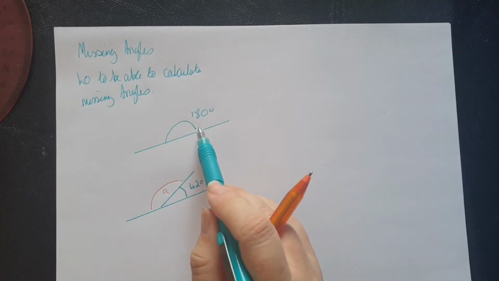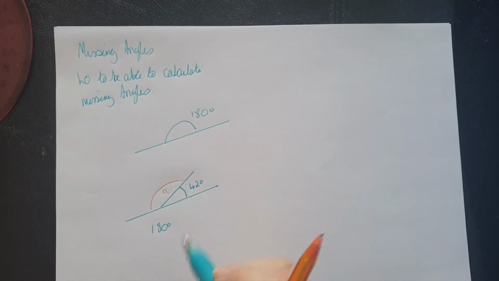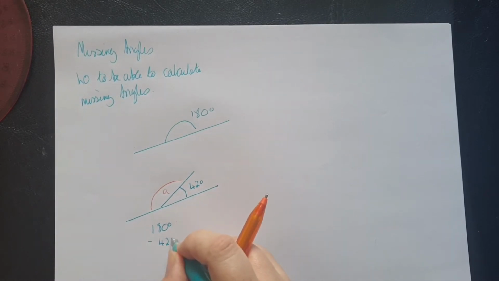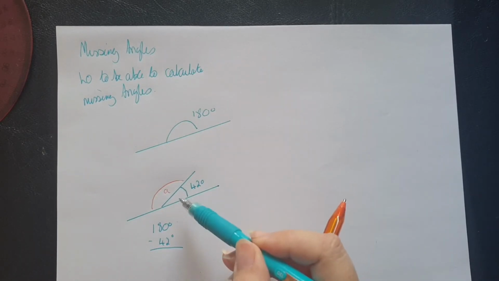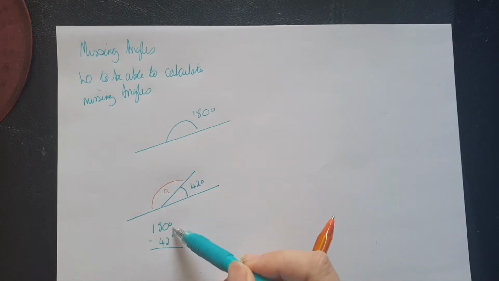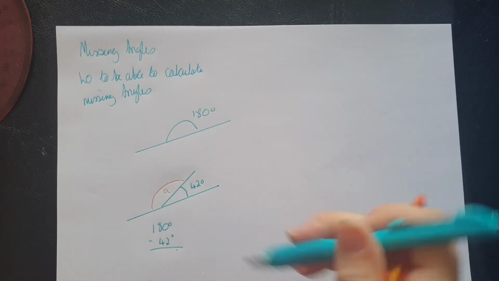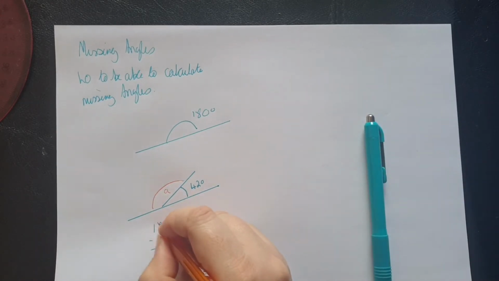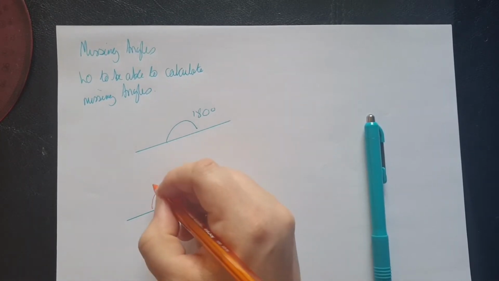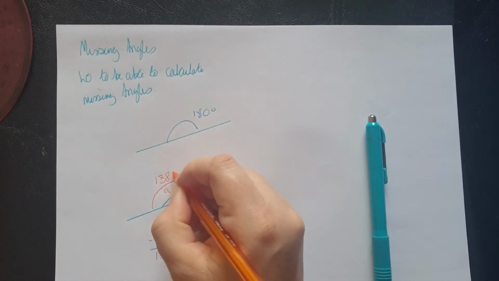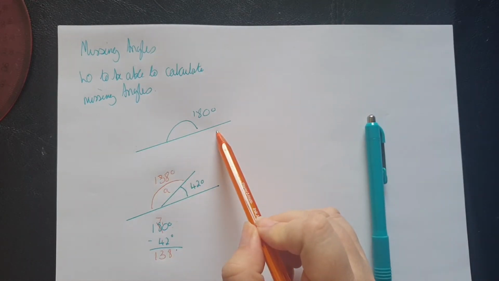So we already know that a full turn is 180 degrees. We know that this part here is 42 degrees. Therefore, if we find out how much is missing, i.e. 180 take away 42, we can calculate what A is. 138 degrees.